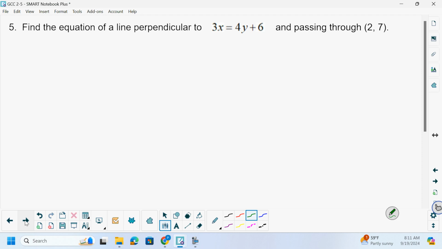Perpendicular, we want a slope that's a negative reciprocal. That means the sign is changed. That's the negative part. And then the fraction is flipped. That's the reciprocal part. So first we need to get it in y equals mx plus b form. So I'm going to start by subtracting this 6 over to get the y by itself. We'll have 3x minus 6 equals 4y.